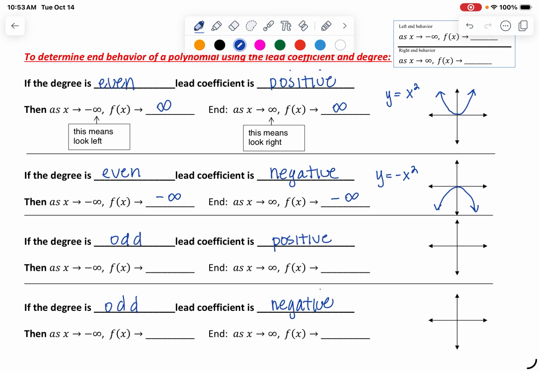So if we summarize that from even degrees, if you look at the ends of this graph here, the arrows are pointing in the same direction, right? So think about it as like if I said, you know what, we're even.